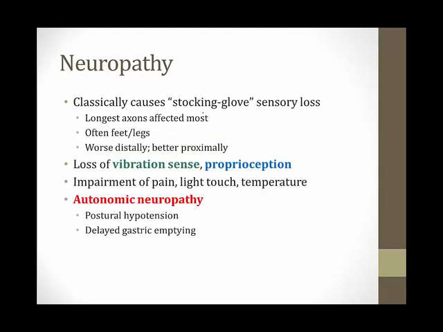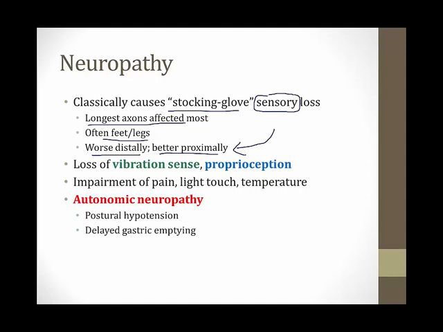Diabetic neuropathy classically causes a stocking and glove sensory loss. The sensory symptoms typically dominate. You can have motor symptoms in diabetic neuropathy, but they are usually much less significant than the sensory symptoms. The longest axons are affected most. Often it's the feet and the legs, and it tends to be worse distally and better proximally. And this can help you differentiate diabetic neuropathy from other causes, for example, a B12 deficiency.